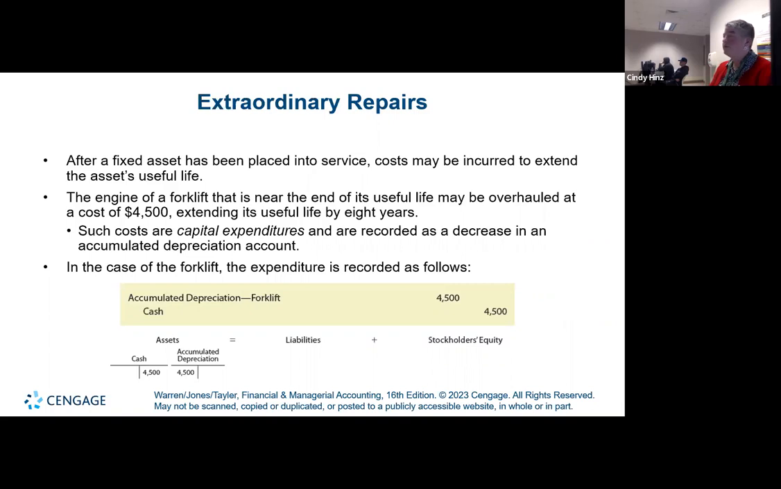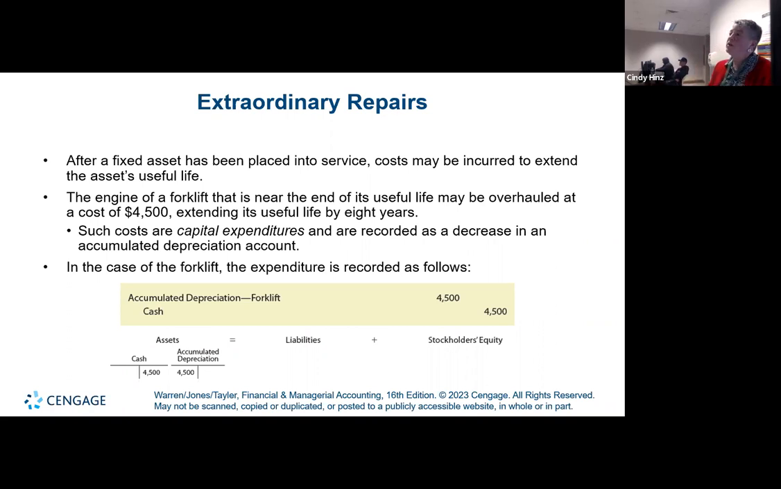An extraordinary repair is an interesting case, because what we're saying is we've done something to this asset that actually extended its useful life. So we originally thought we were going to use it for 10 years, but we did this, and now we can use it for an extra few years. If there is that kind of extraordinary repair, think of it as maybe you need to replace the transmission in your car. But by replacing that transmission, it's going to run even longer than we would have originally thought.